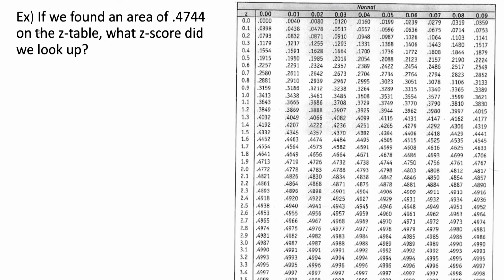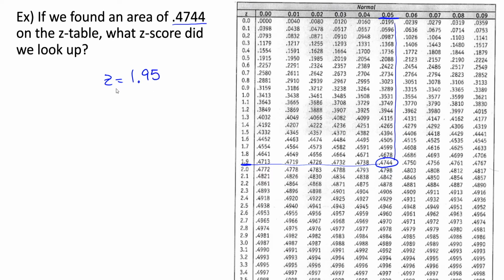Here's an example. If we found an area of 0.4744 on the z-table, what z-score did we look up? So all of these in here are areas, and they're telling us we found an area of 0.4744. So if we look around in this table until we find that amount, and here is 0.4744. If we follow it backwards, we see we have z equal to 1.9. It's over here, and then if we go up, we'll get the next digit.